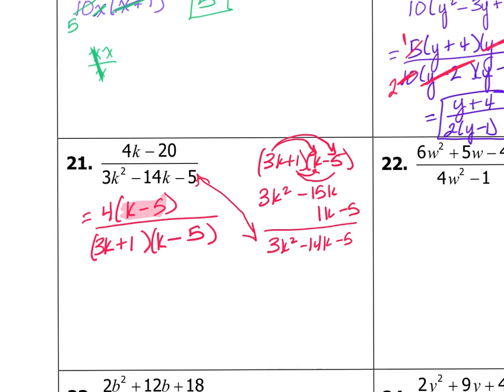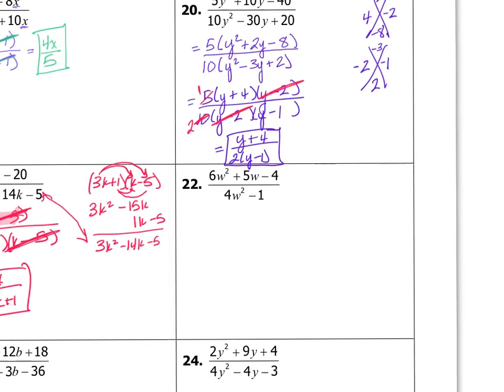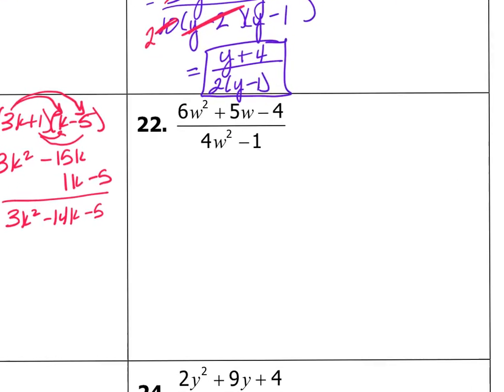So here we go. What's the same on the top and the bottom is k minus 5 and k minus 5. So what do I have left? 4 over 3k plus 1. And there's my answer. Beautiful. Good job. And I think that all the rest of them are going to be a little tricky like that. And we're just going to use what we've been given to try and factor it out.